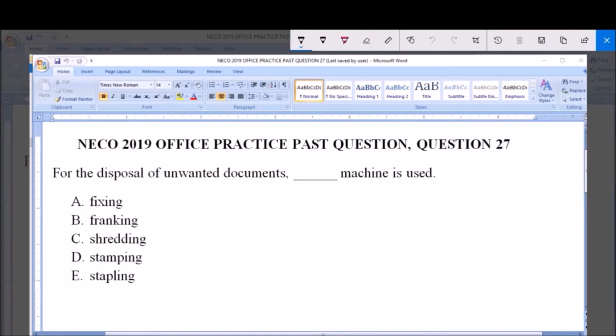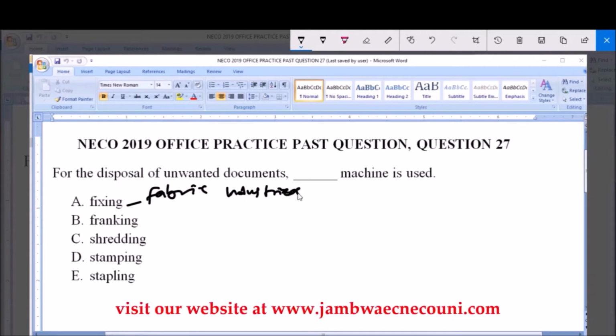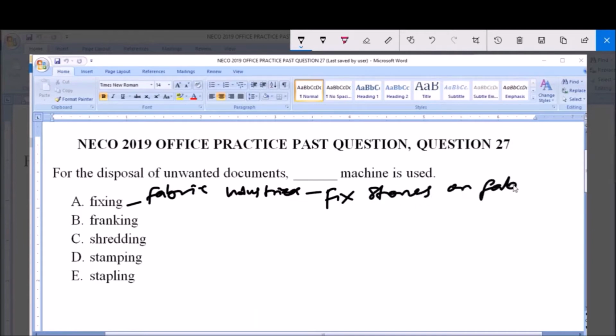Now A says fixing machine. Fixing machines are used to fix stones on fabrics. Actually, you find this fixing machine in fabric industries. They are used to fix stones on fabrics or even on paper.